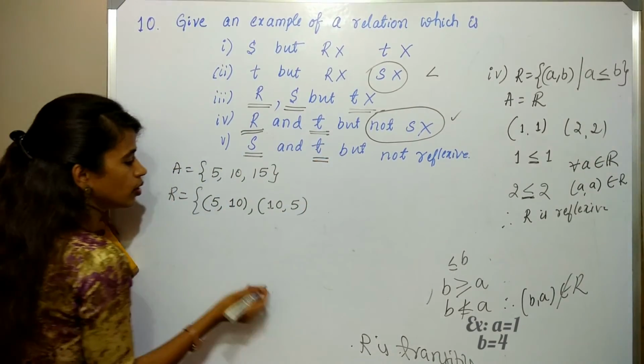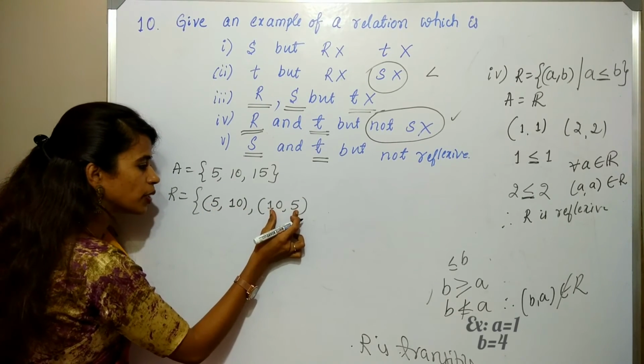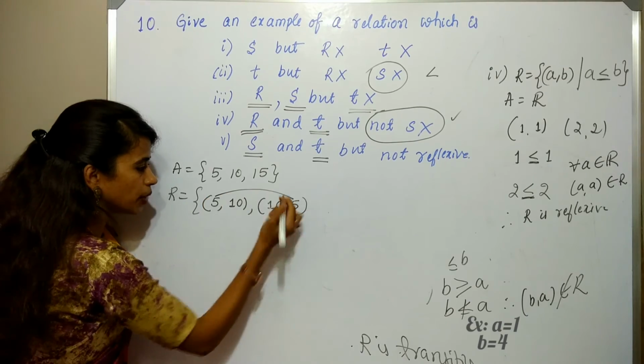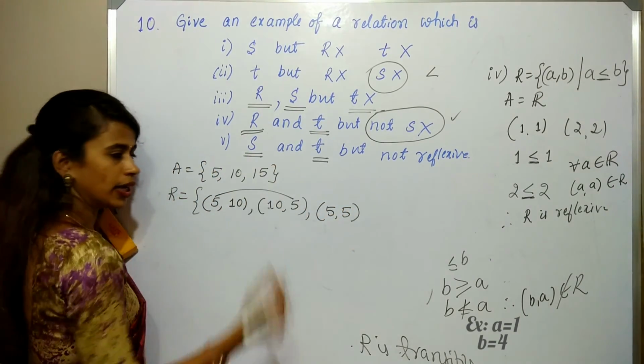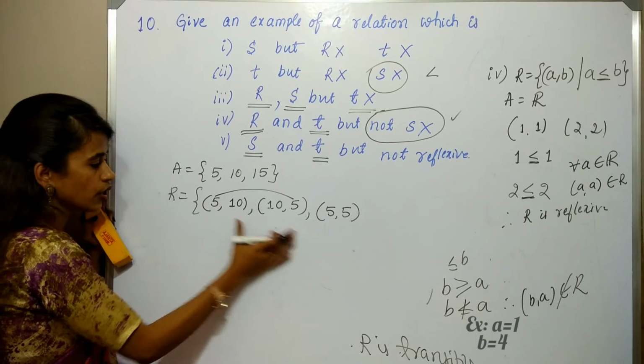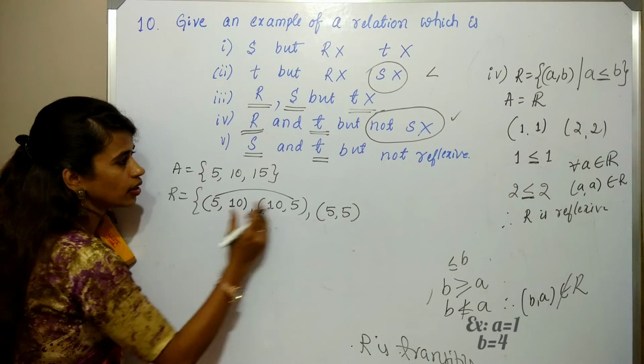For transitive, 5 with 10, 10 with 5, that is A with B, B with C. What should be there? A with C also must be there. What is that? 5 with 5. So fill that element, then it becomes transitive. So here the relation is clearly symmetric and transitive.